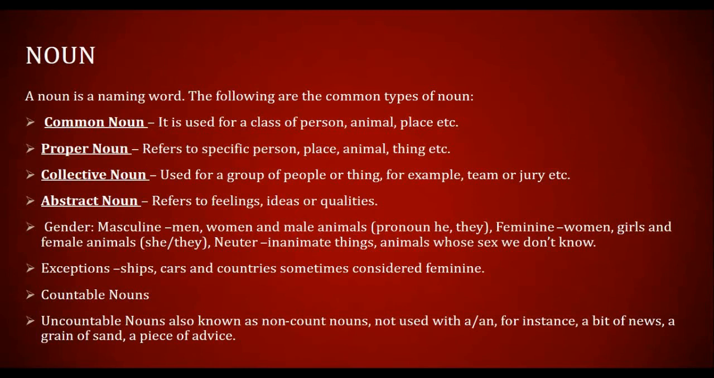The first is common noun. When you're referring to a class of persons, animals, or places, these are common nouns. You are not actually referring to someone specific. For instance, if I say all the girls, girls is a common noun. I'm not referring to any specific girl here. It is used for a common group of people or animals or places.